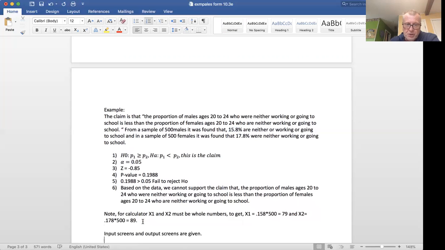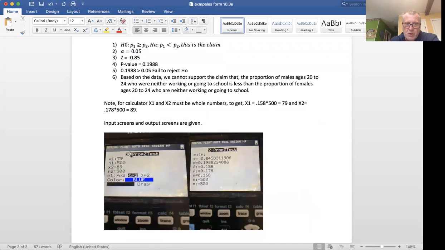Let's take a look at what that looks like in the input screens. So in our input screen, we did the two proportion z-test. We put 79 in for X1 and 500 for the sample size, 89 in for X2 and 500 for the sample size. We have a less than for the alternative hypothesis, calculate, and we get this output.